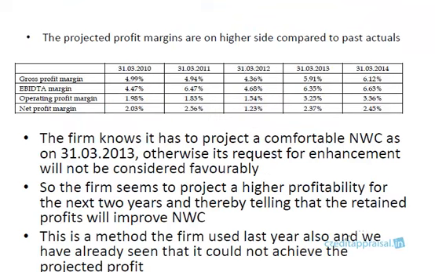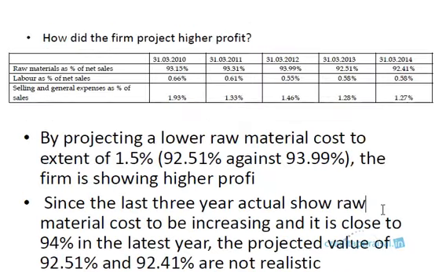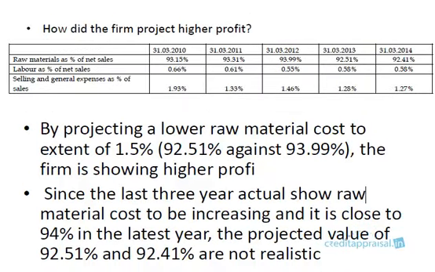We have discussed regarding the profits. The company is projecting a higher profit compared to the actuals, so as to project a comfortable NWC position. So this you have to question. Next, how did the company project this higher profit? It is because if you look at the raw material as a percentage of sales, it is showing a very low figure compared to actuals.